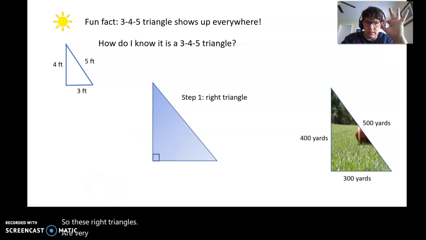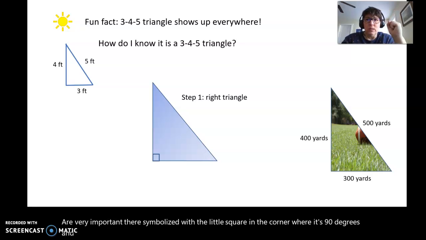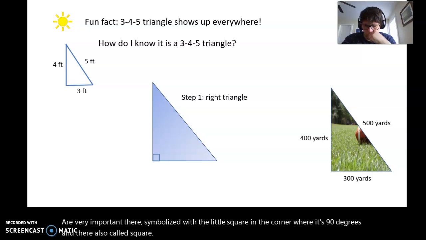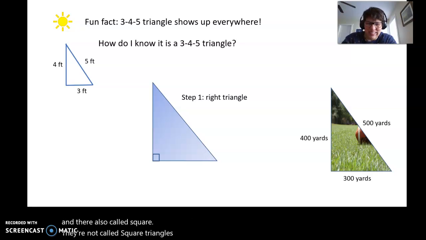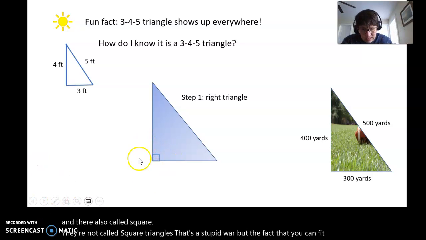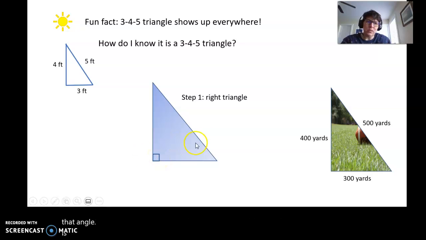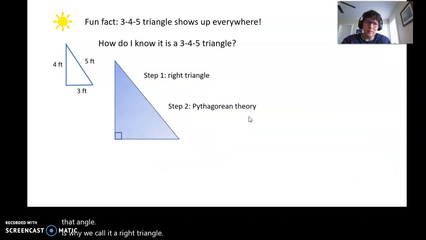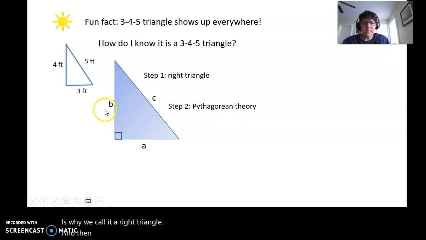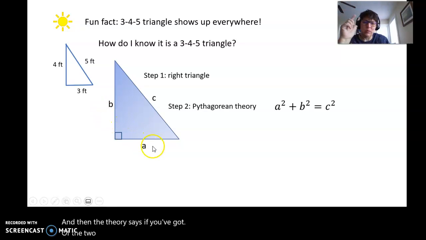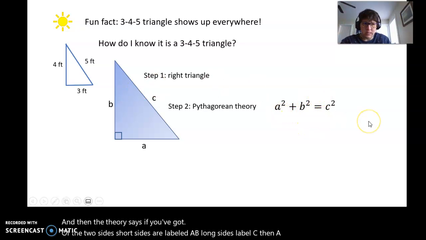They're symbolized with a little square in the corner where it's 90 degrees. And they're also called square, they're not called square triangles. That's a stupid word. But the fact that you can fit a square into that angle is why we call it a right triangle. And then the theorem says if the two short sides are labeled A and B, the long side labeled C, then A squared plus B squared equals C squared.